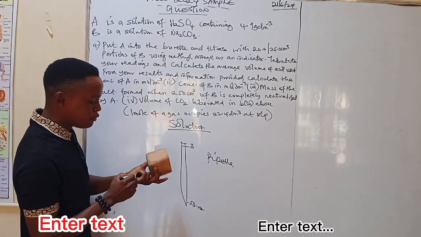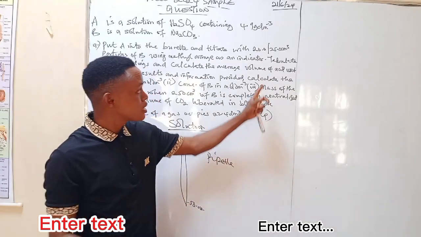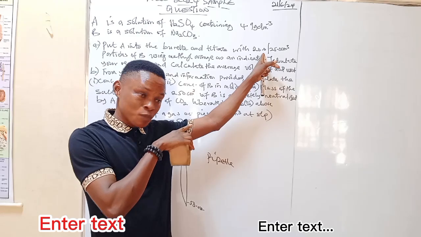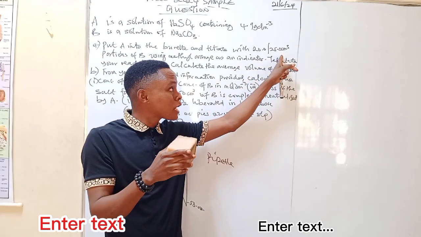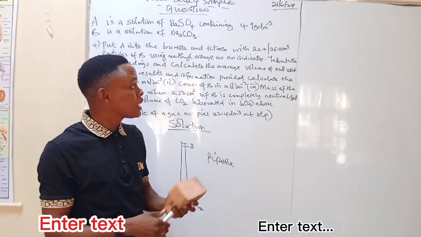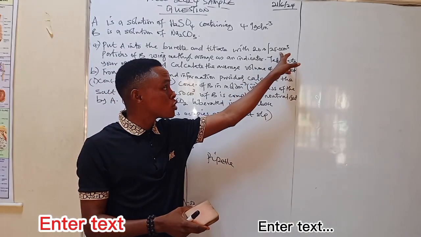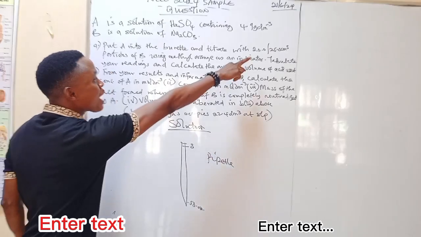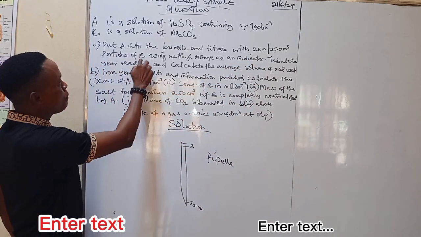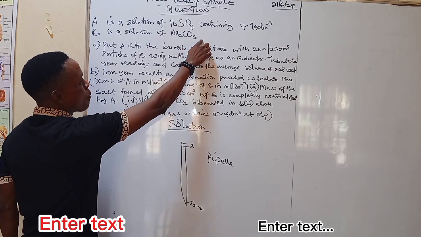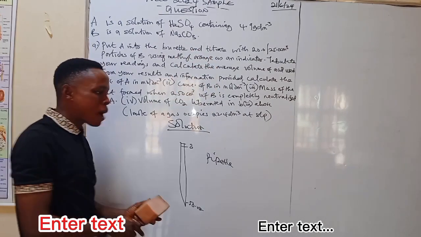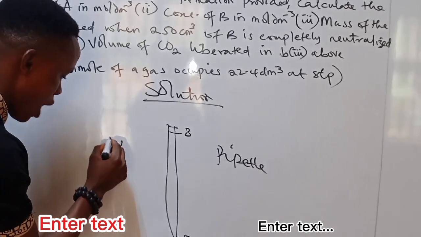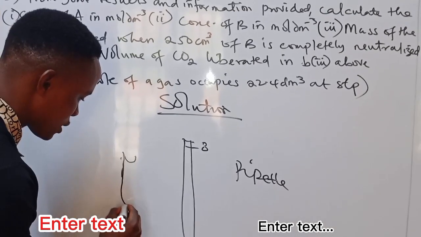Then we will now pipette. If your center has 20.0 pipette capacity, use 20.0. If your center has 25.0 pipette capacity, use 25. So in my center here, what I will be using is a 25.00 centimeters cube pipette. So I will now pipette 25 centimeters cube of B, which is your sodium trioxocarbonate IV, and I will pour some into my conical flask.